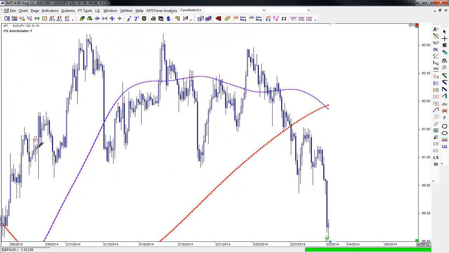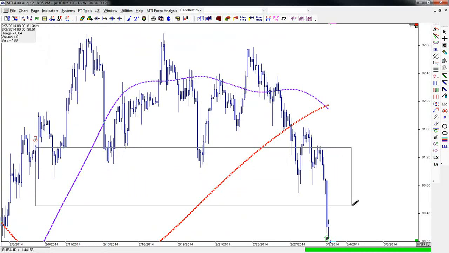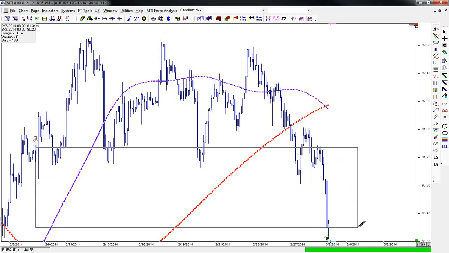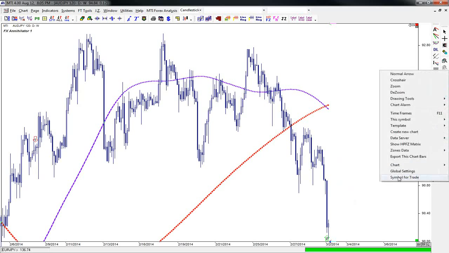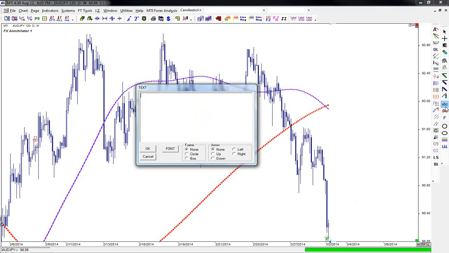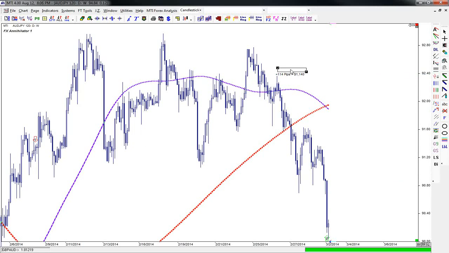Okay, so in this case, we got in right here, right? I got in at this candlestick right there, and I got out right here at the close of that. 114 pips. Fair enough? So right now we are up 114 pips, or 1,140 US dollars. All right, one trade.